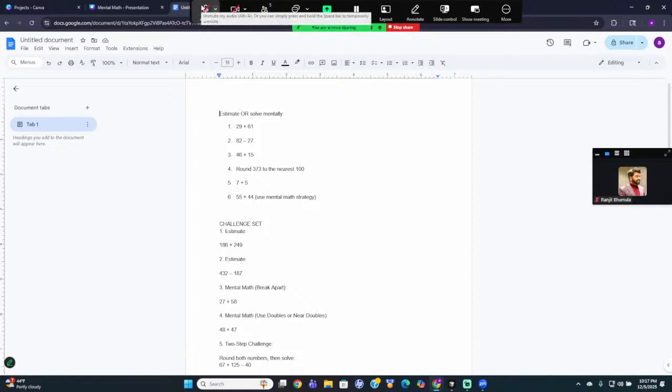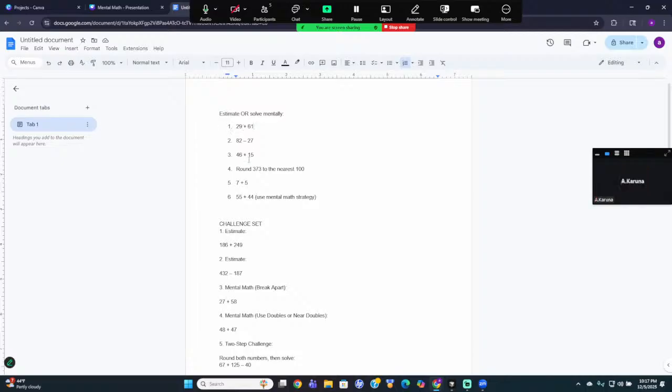So let's go over the first problem. We can do either. Let's solve this one mentally. I noticed that this one has a 9 in the ones place and this has a 1, so we can easily make a 10. So we take this 9 and then we add it to 61.